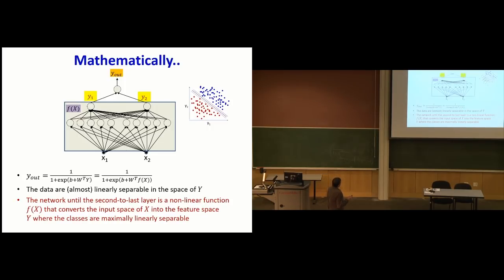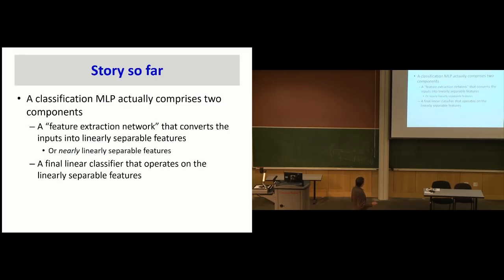Now, so what will happen? Here is how we can think of it in mathematical terms. Y out is basically a logistic function of the features derived by this function f of x, which operates on x. And f of x is some nonlinear function that tries to make the input as linearly separable as possible. So it tries to make the classes maximally linearly separable.